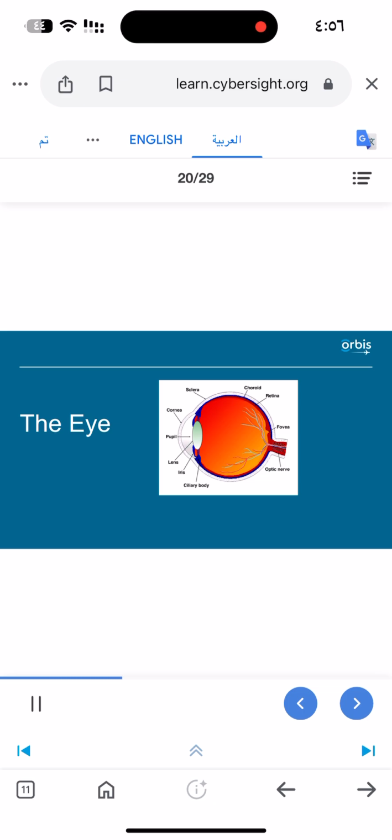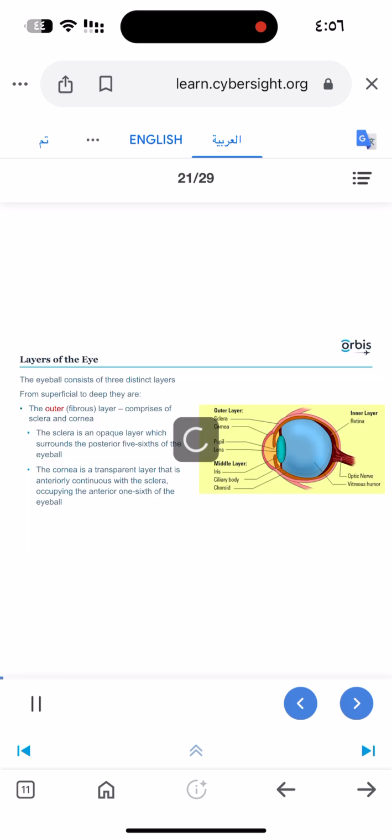In this last section, we will talk about the eye or the globe. The eye consists of three distinct layers. From superficial to deep, these are the outer, fibrous layer consisting of the sclera and cornea. The sclera is an opaque layer that surrounds the posterior 5/6 of the globe. The cornea is a transparent layer that is continuous with the sclera and covers the anterior 1/6 of the eyeball.